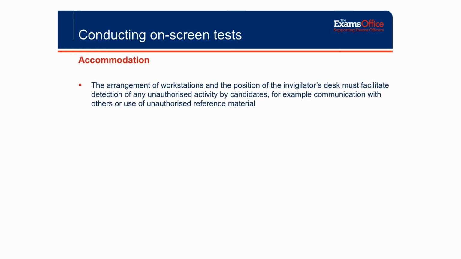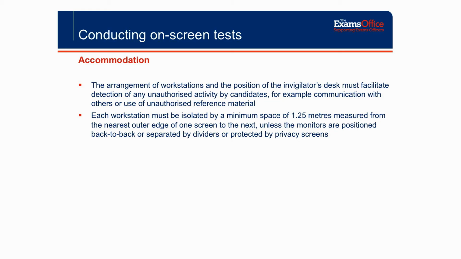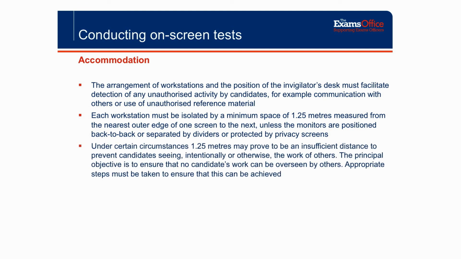The arrangement of workstations and the position of the invigilator's desk must facilitate detection of any unauthorised activity by candidates, for example communication with others or use of unauthorised reference material. Each workstation must be isolated by a minimum space of 1.25 metres, measured from the nearest outer edge of one screen to the next, unless the monitors are positioned back to back or separated by dividers or protected by privacy screens.